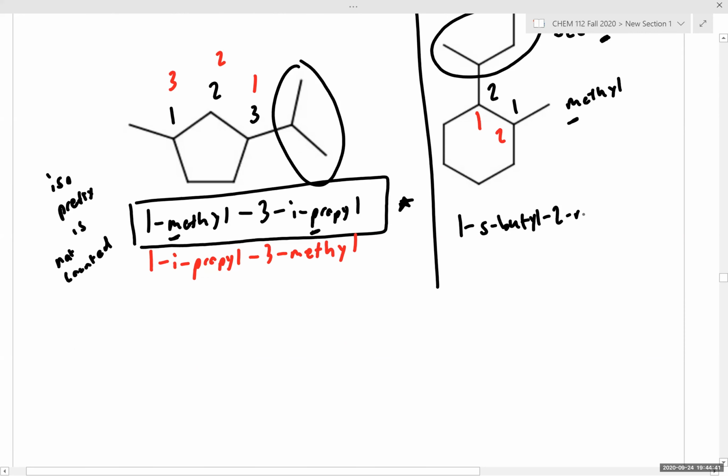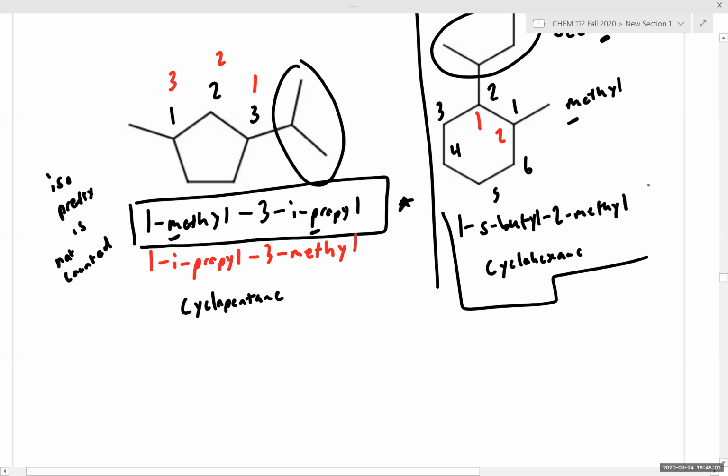2-methyl. And what do we call the main chain? In this first case, we have a cyclohexane chain, hex, because we have 6 carbons. So this would be 1-sec-butyl-2-methylcyclohexane. Does this make sense to everyone? Any questions on this example?